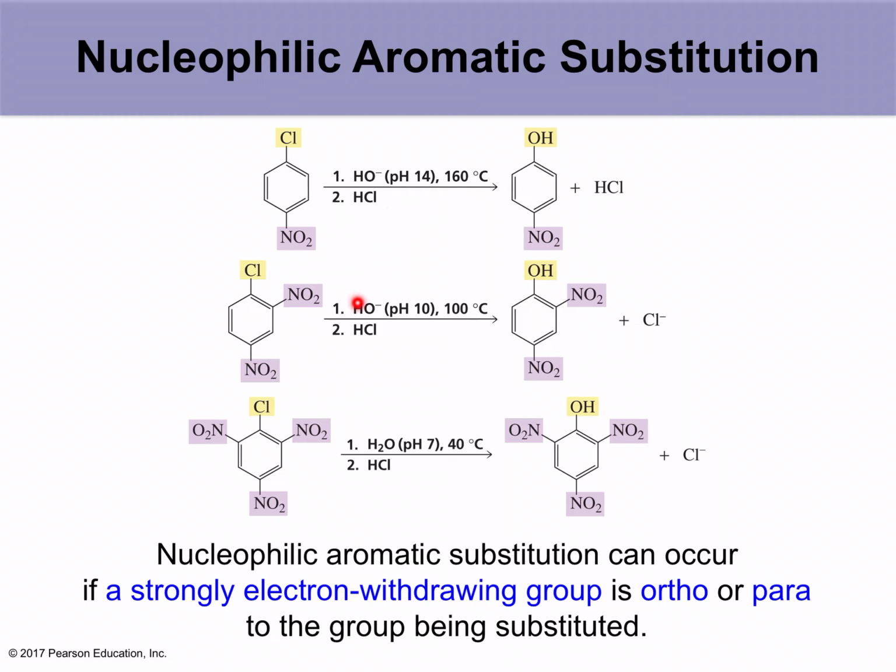But if you have 2 nitro groups, notice that the temperature reduces. So we can achieve the same at a lower temperature, 100 degrees Celsius. So you do the nucleophilic substitution. Hydroxide attacks the carbon and then the chlorine leaves and is substituted with a hydroxy group, OH group. And when you have 3 groups, we can do it a little above room temperature, 40 degrees Celsius, because now it's even more deactivated. So the chloride is substituted with hydroxide. Nucleophilic aromatic substitution can occur if a strongly electron withdrawing group is ortho or para to the group being substituted.